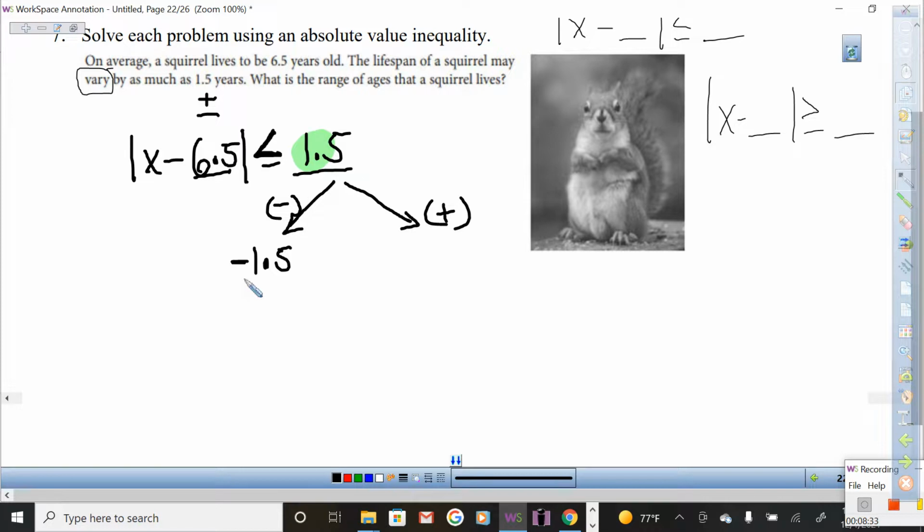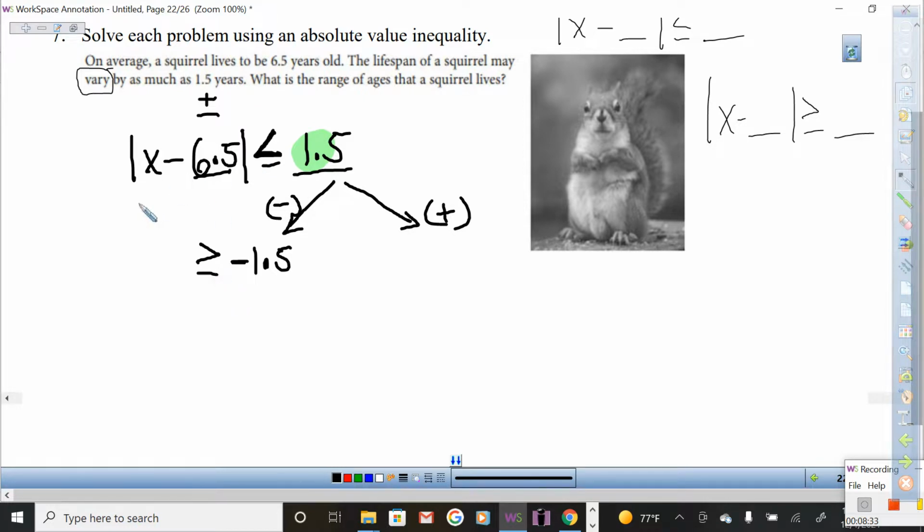Multiply times what? Negative 1. Is that correct? In our brain, can we multiply 1.5 times negative 1? Yeah, that gives us negative 1.5. So if we multiply times a negative, what happens to an inequality symbol when we multiply or divide by a negative? Switch. So that means we're going to write this inequality in that direction.